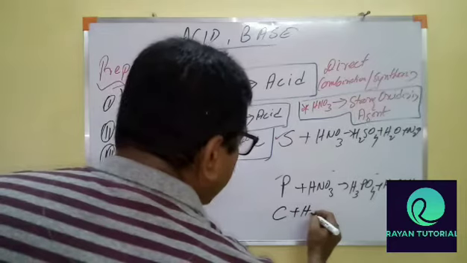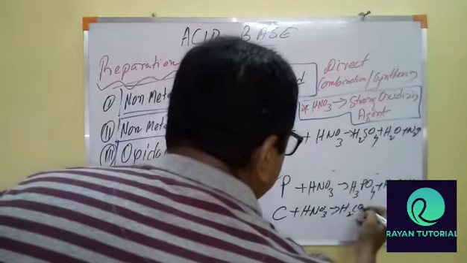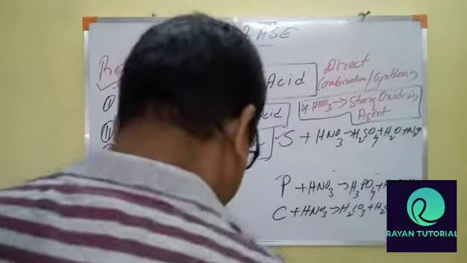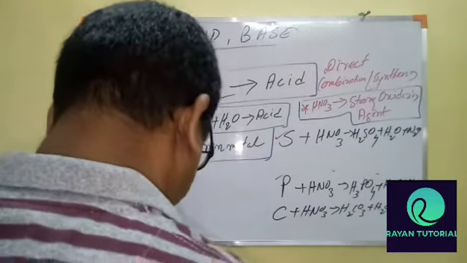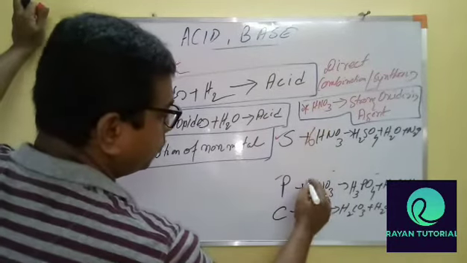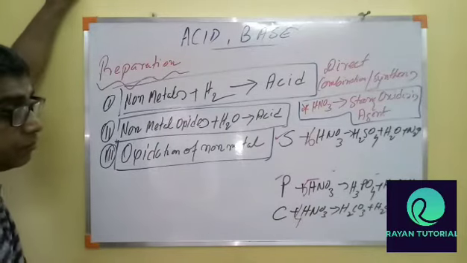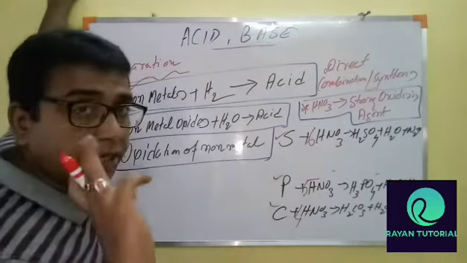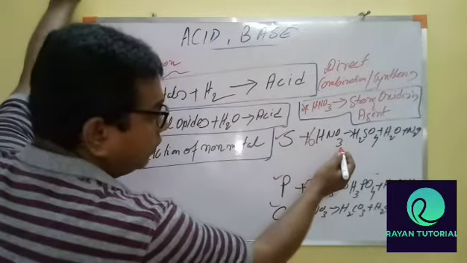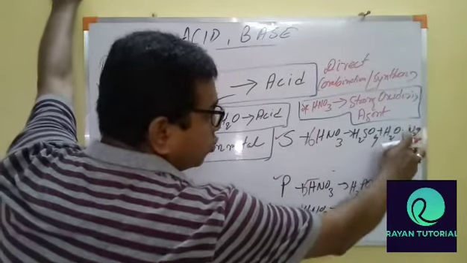Carbon plus HNO3 gives you H2CO3 plus H2O plus N2O. Now put 6 here, 5 here, 4 here, and you will get it balanced. These three are the only ones in your acidity levels. So here are 6 nitrogen.